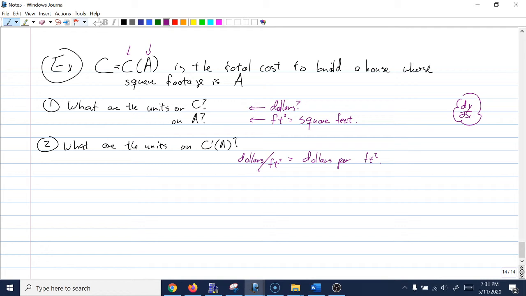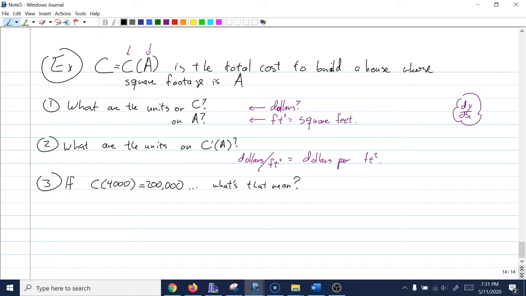3. If C of 4,000 equals 200,000, what does that mean? Turn that into a sentence about a house. Pause the video, think to yourself for a second. Turn that into a sentence about a house that involves the numbers 4,000 and 200,000.